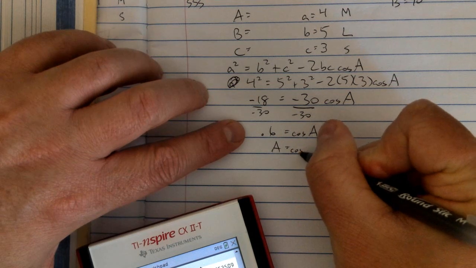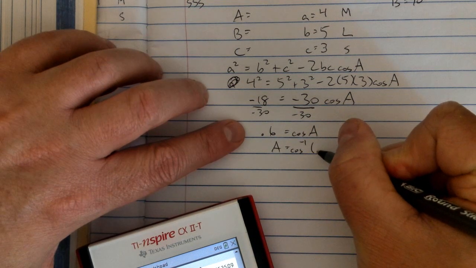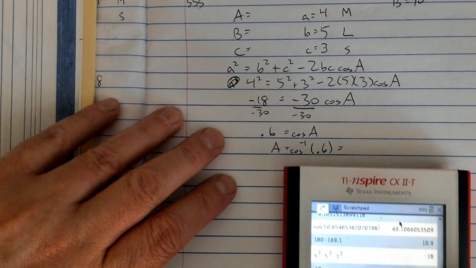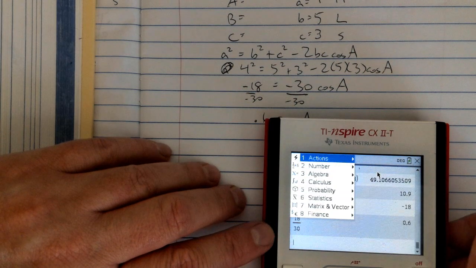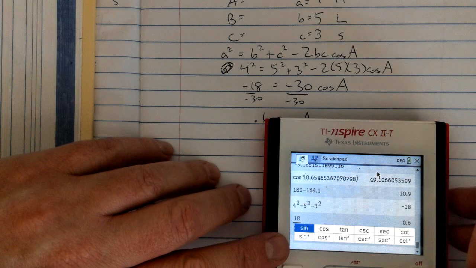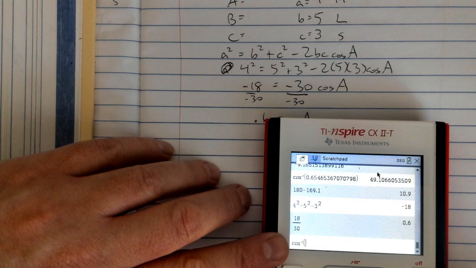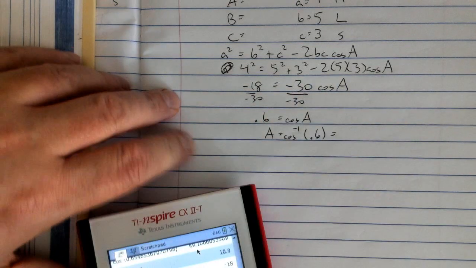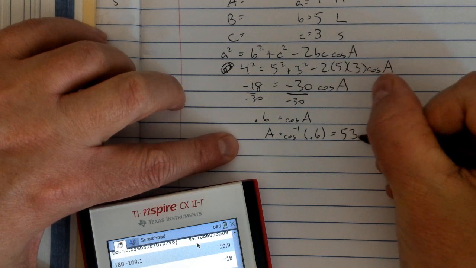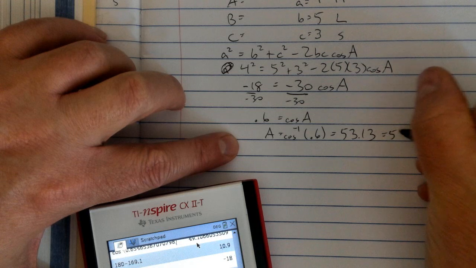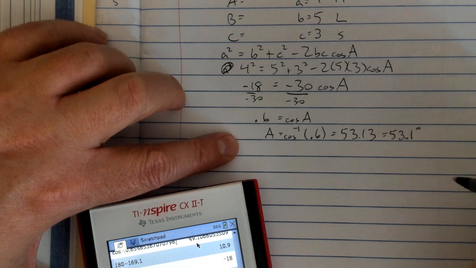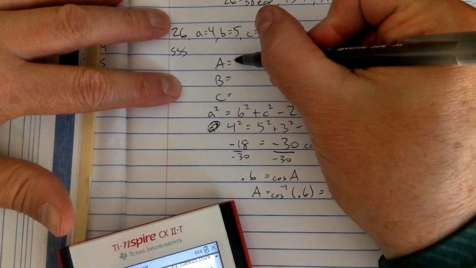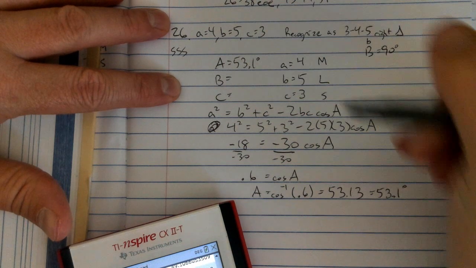A is inverse cosine of 0.6. And inverse cosine of 0.6 gives you 53.13. So this is 53.1 degrees.